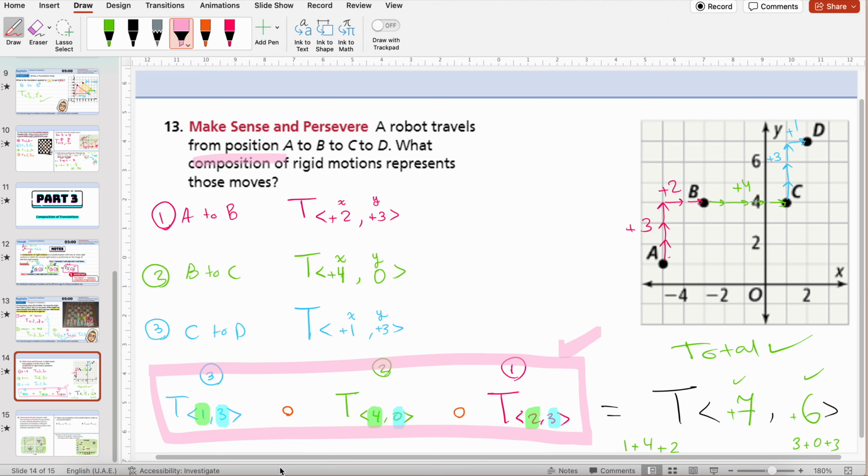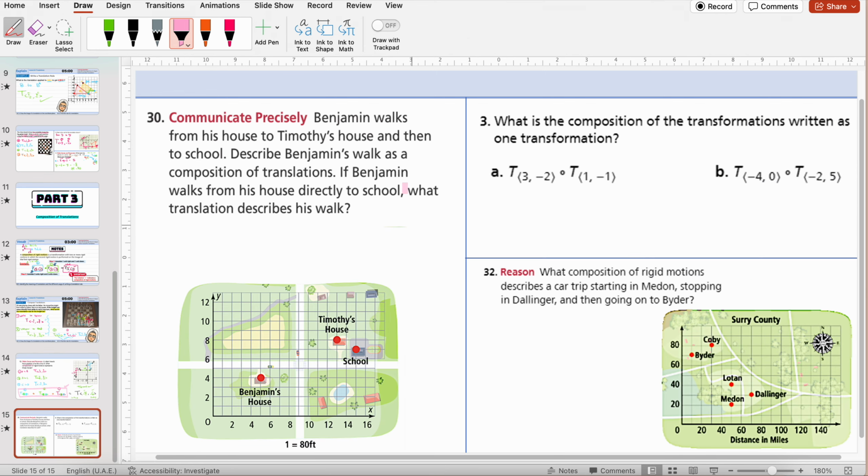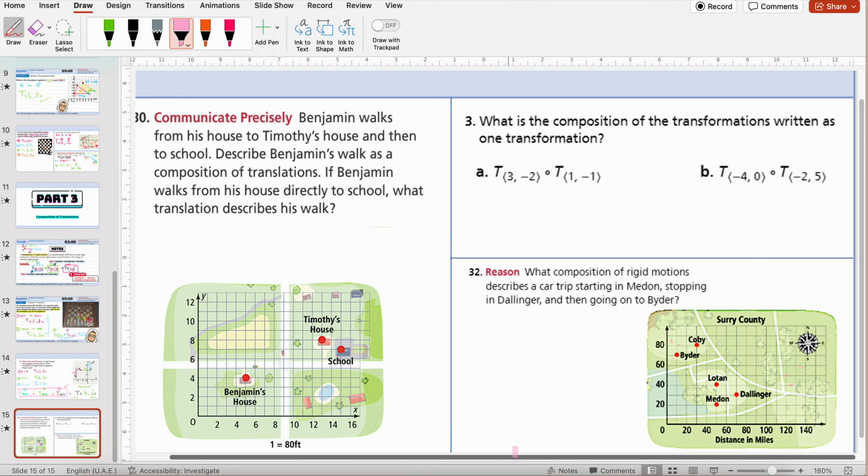Let's try this one, just in case. Let's do these here. What is the composition of the translations written as one transformation? They want the result as one translation only. So what is it? Just combine x together. 3 positive, 1 positive, it will give me 4 positive. Y together, negative 2, negative 1 is negative 3.